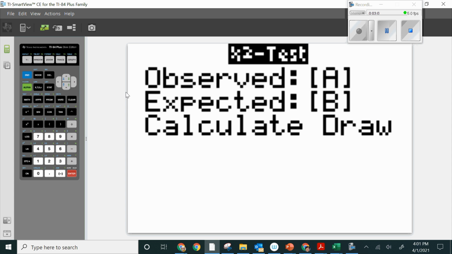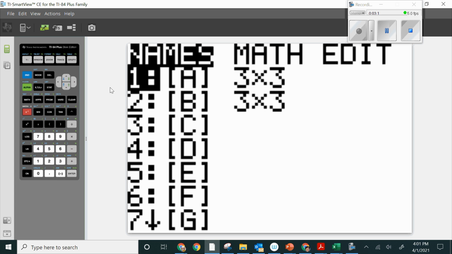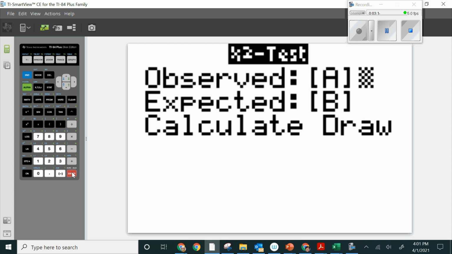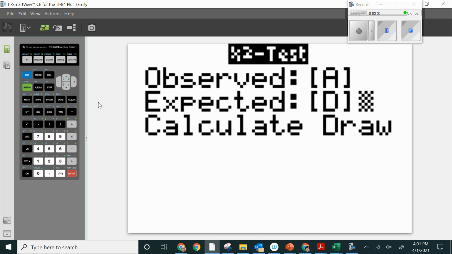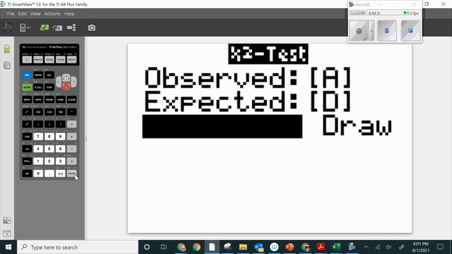So my observed is A, and I get to that by going second matrix again. Now I've got 1A highlighted. That's where my observed values are. If there's nothing there, then it will automatically generate one, I believe, right below it. But I also like to go second matrix and put it where I want. Just to show you, there's nothing in D, so I'm going to send it to D. And then I'm going to calculate.